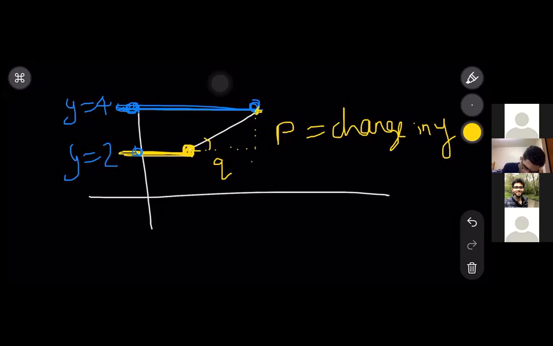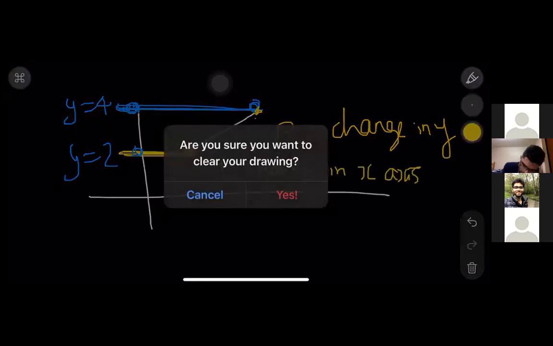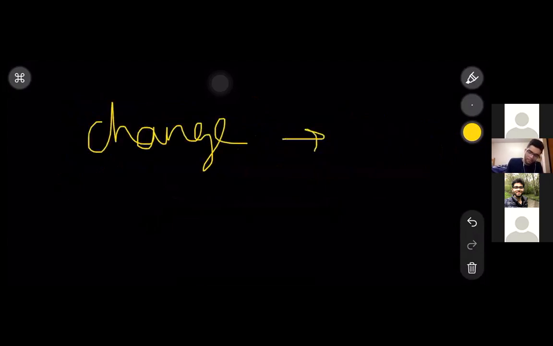Q is the change in x-axis. So another way to write slope, I don't know how many of you are familiar with some concepts in physics, or if you've seen this notion before, we usually denote change by this symbol delta. Whether it's the change in heat, change in velocity, change in time, change in distance, change in energy, change in momentum, we use this delta to represent change.